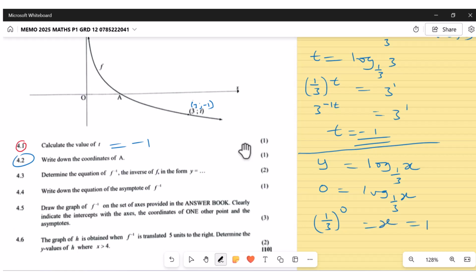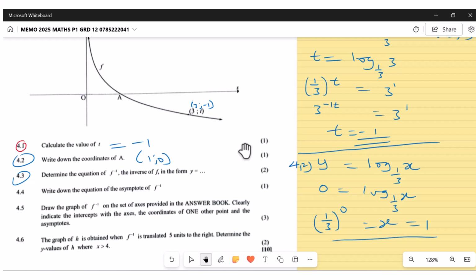Then let's say here 4.3. Determine the equation of f inverse for this function, in the form y equals something. So the equation which we're dealing with here, this was 4.2. Now we're dealing with this logarithmic equation, and we want its inverse now.